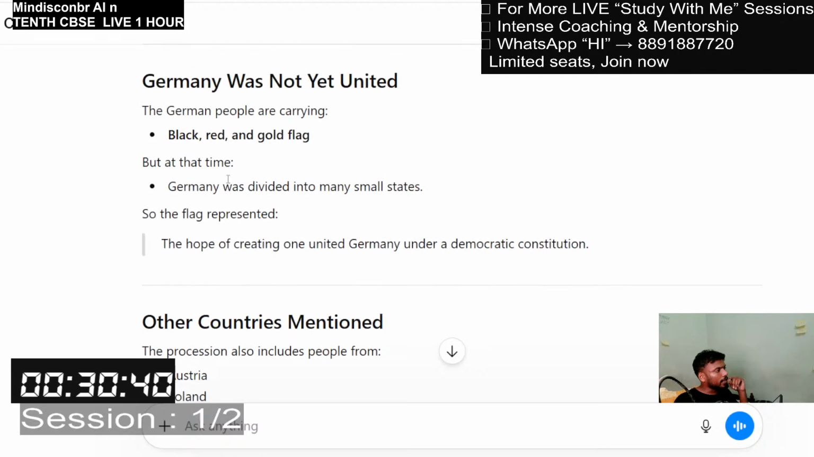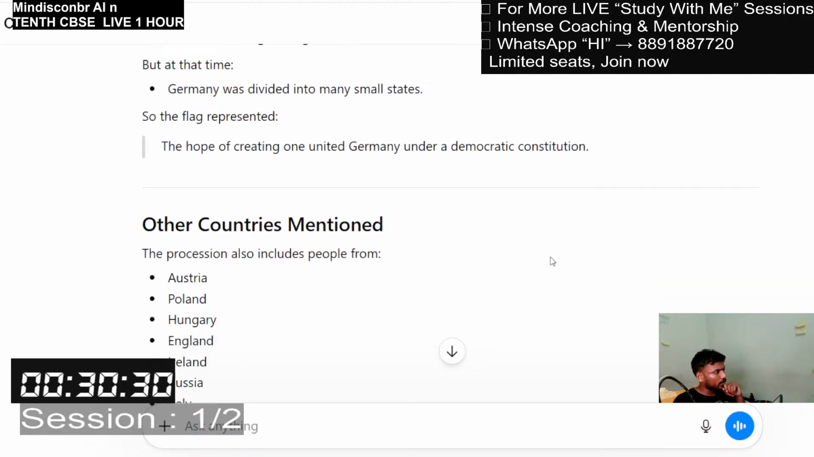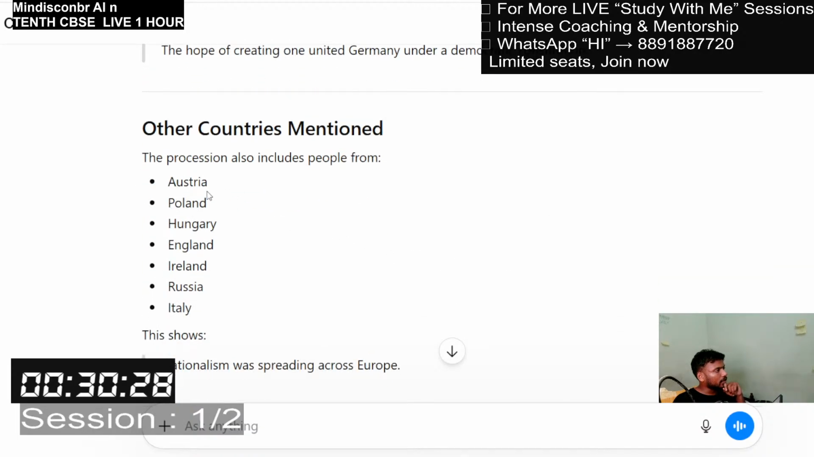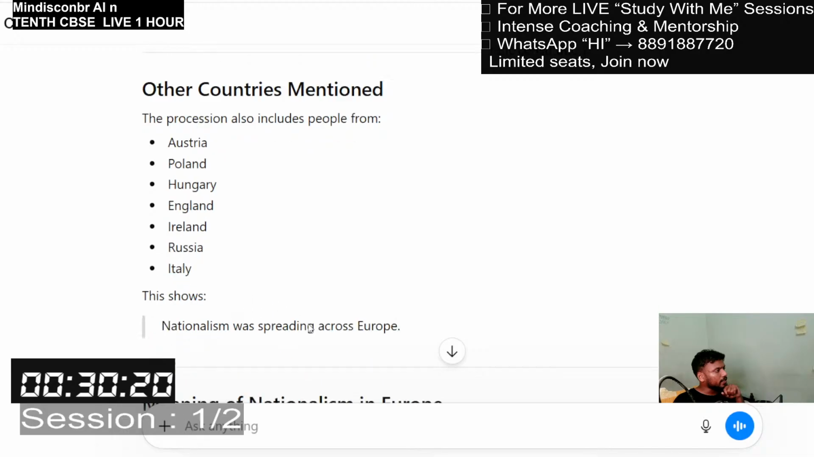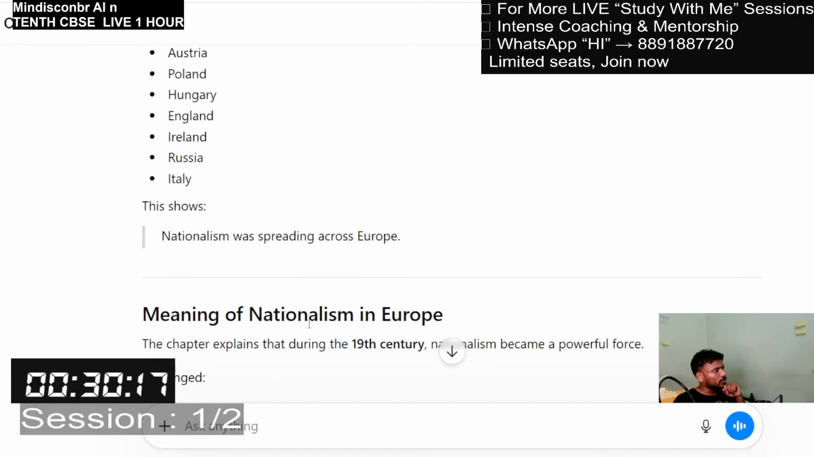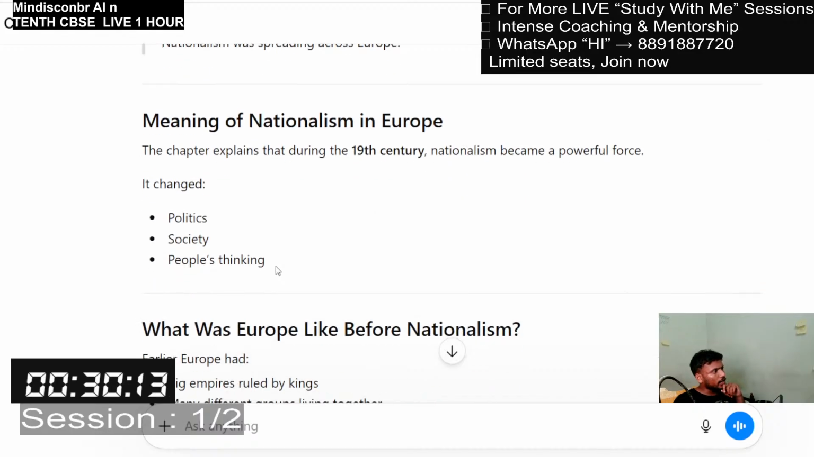At that time Germany was divided into many small states, so the flag represented the hope of creating one united Germany under a democratic constitution. Other countries mentioned are: the procession also includes people from Austria, Poland, Hungary, England, Ireland, Russia, Italy. This shows nationalism was spreading across Europe. Meaning of nationalism in Europe.